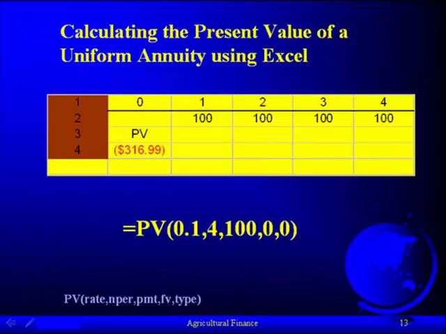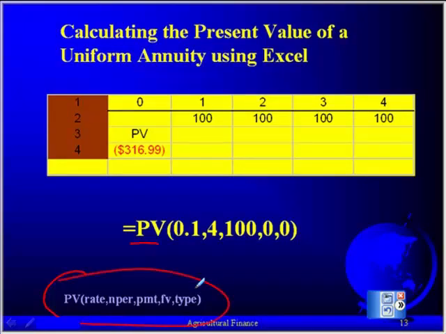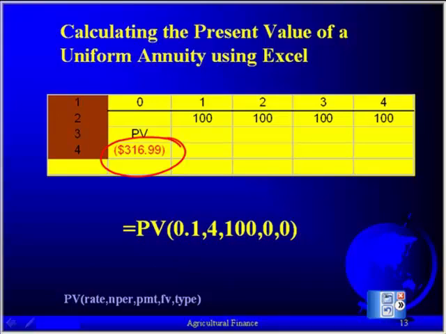We can use Excel to calculate the present value of a uniform annuity. And what I have on the screen is the formula for doing that. Basically, it's the present value. You have the interest rate. You have the number of periods. You have the payment. And remember, we said that the future value in that case was already accounted for in the payment, so we zero it out. It's the end of period cash flows. As you can see, it gives us the same answer as when we plugged it in on our calculators because, as we expect, it's using the same formula.